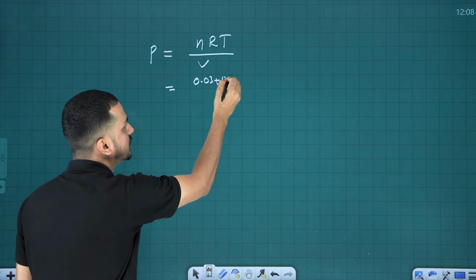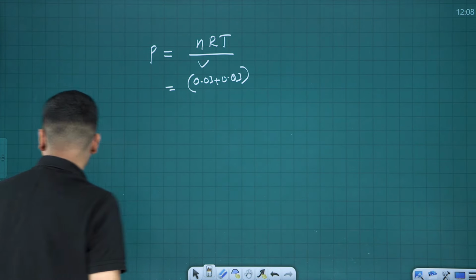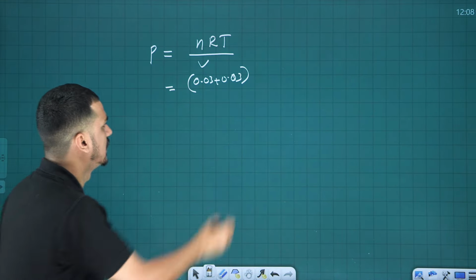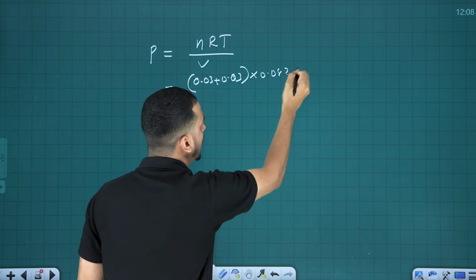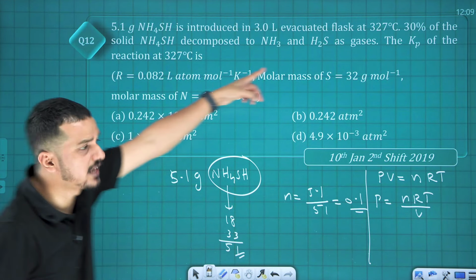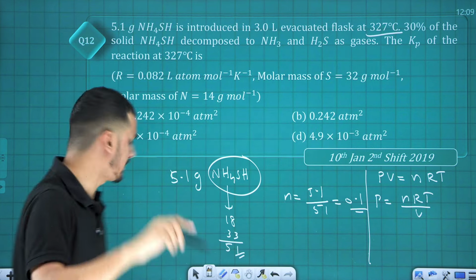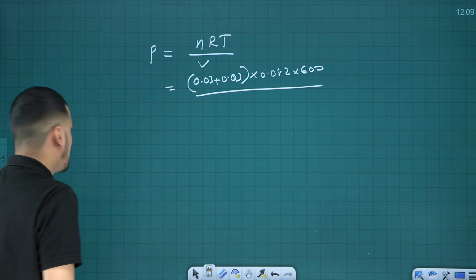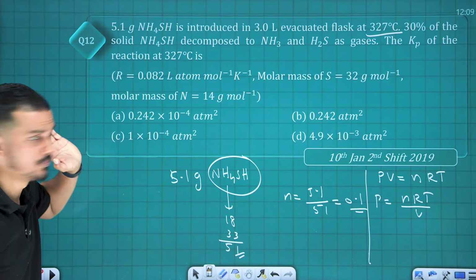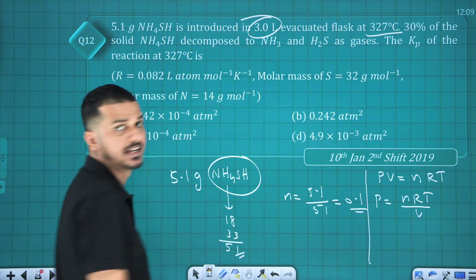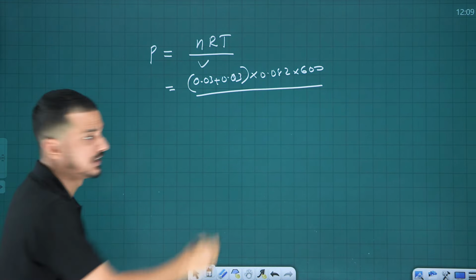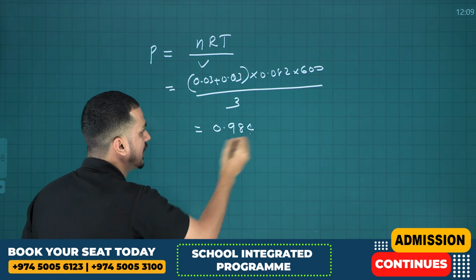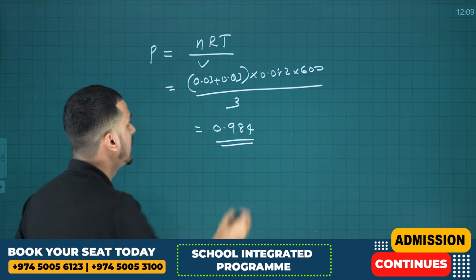So 0.06 into the R value, 0.082. What about temperature? In the question, they gave the temperature as 327 degrees Celsius, meaning 600 Kelvin, divided by volume. Volume is 3 liter. Once we solve this, we will get 0.984 atm.